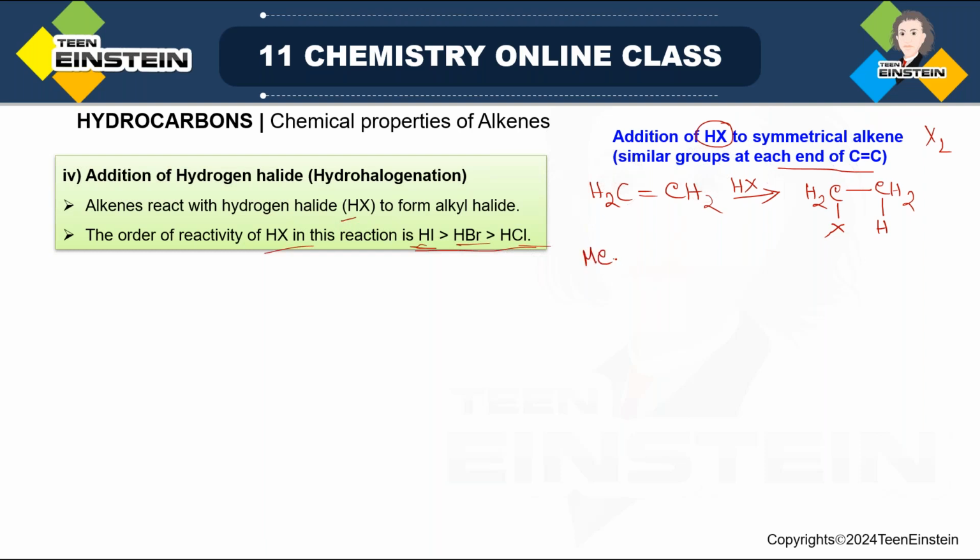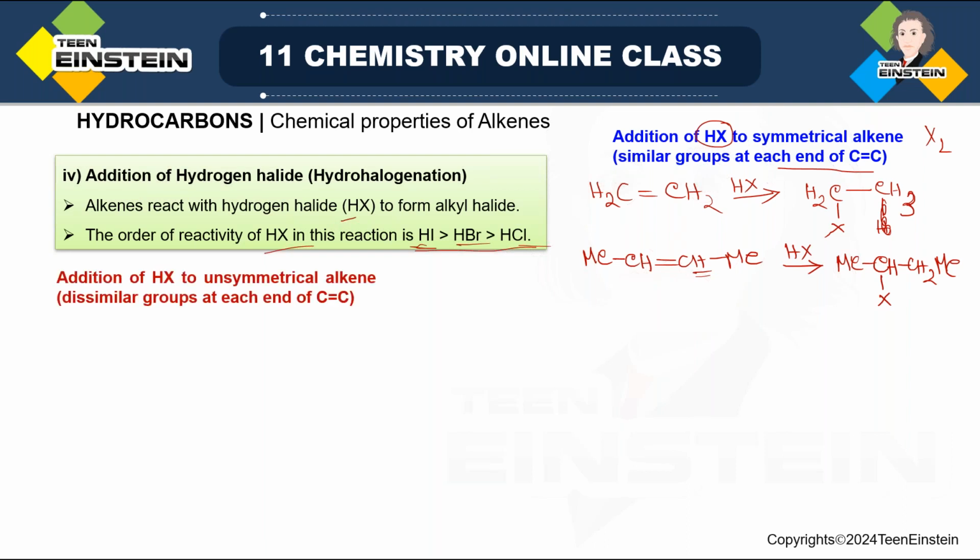Another example we will see. Methyl, then CH=CH, and both sides we have the same groups. So here after addition of HX, we will get a product like this, with X. You can also write the previous one as CH3 and this one as CH2Me, because one H is added at this second carbon of the C=C.